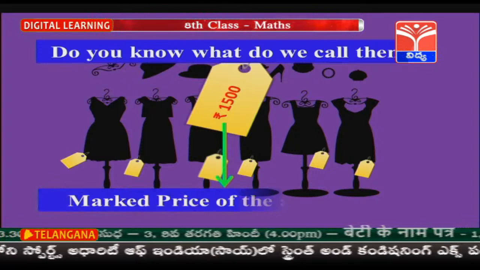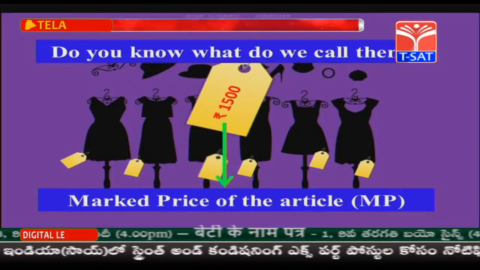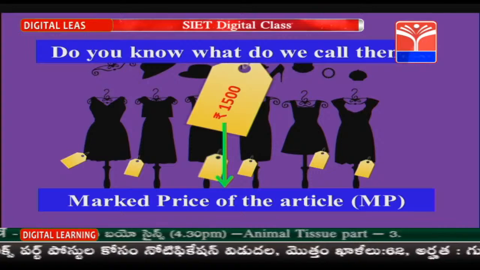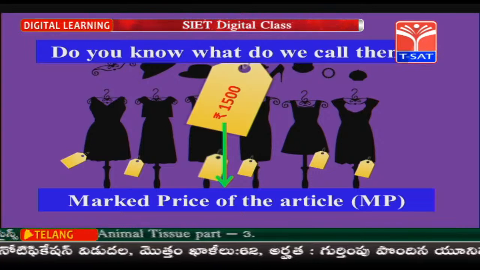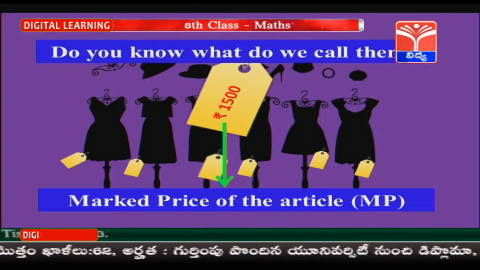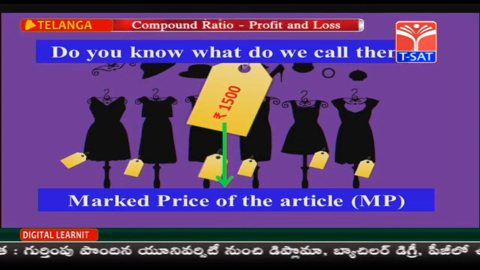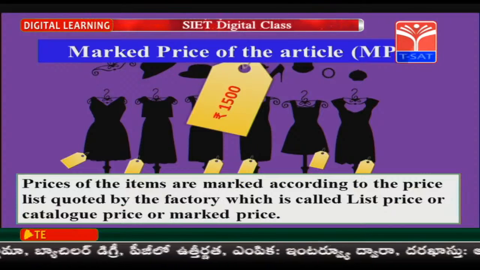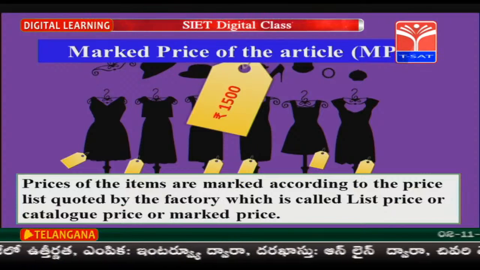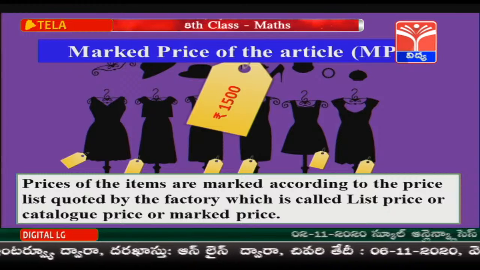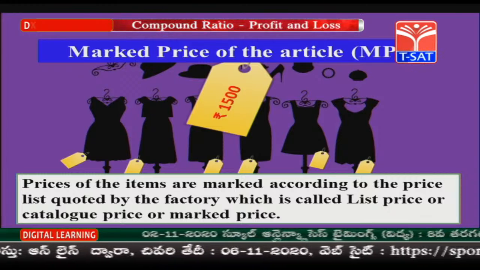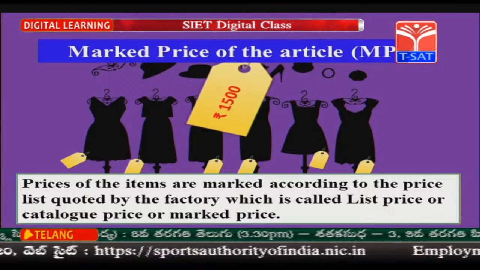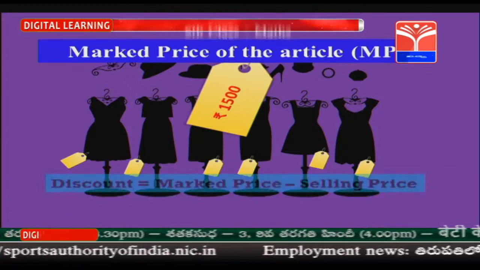Yes, it is called the mark price of the article. Generally, this is the price tag which is kept on these articles in any shop. We generally call it the market price, MP. The price of items are marked according to the price list quoted by the factory, which is called the list price or catalog price or mark price. That means, mark price is also called list price, or it is also known as the catalog price.